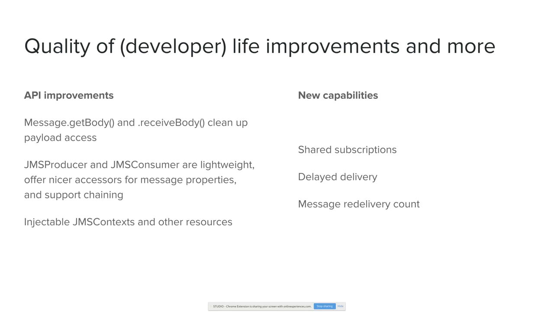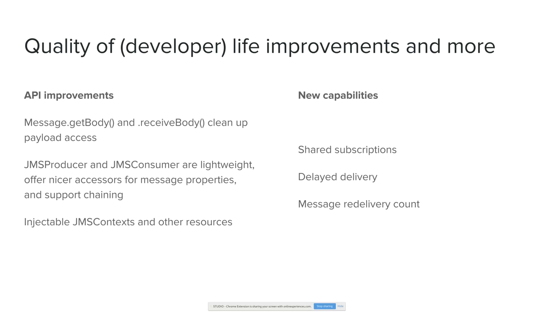But for me, one of the big ones here is accessing the payload of a message. In 1.1, it required a lot of casting. Now you can really clean up the code that deals with payload access for messages. And obviously, that's a common operation. It's really important.